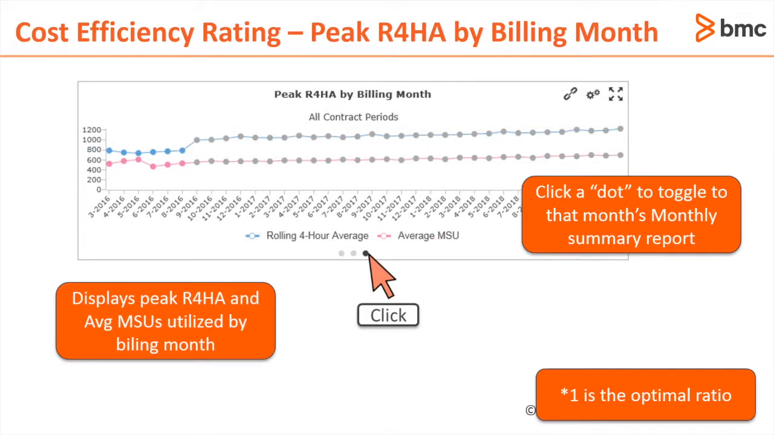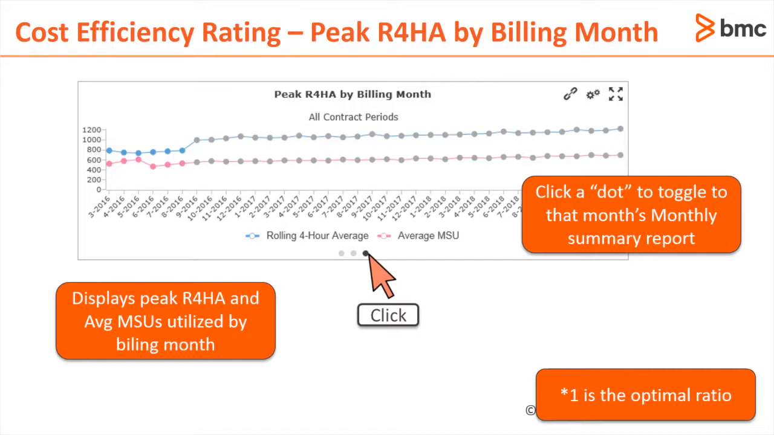The third toggle dot accesses the peak rolling 4-hour average by billing month chart. This shows separate charting lines for both the peak rolling 4-hour average and the average MSUs used. By viewing the coefficients of the ratio as separate charts, you can identify which one was more responsible for any dip or valley in the ratio chart. In general, if the chart for the average MSUs for a month contains a sudden drop and the peak rolling 4-hour average for the same month remains level, it indicates that during this month the system was underutilized. In this case, you should investigate why there was such a wide discrepancy between the actual costs of MSU usage and the average amount of MSUs being utilized.